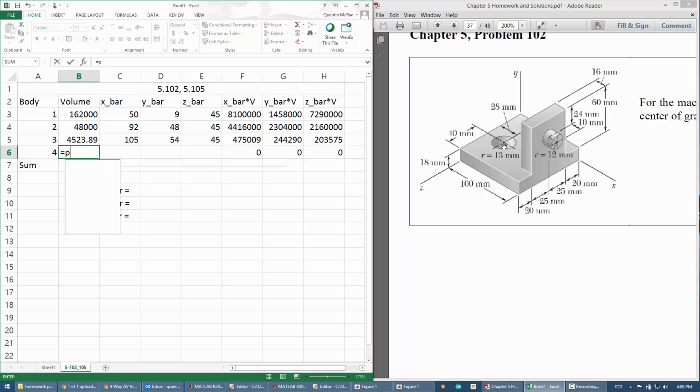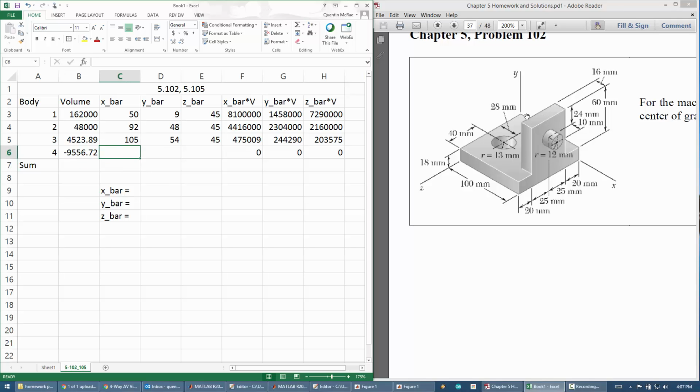Again, it's pi times r. In this case, it's 13 squared, right? Times the height, which is times 18. Okay, but there's something very important here, and that is that this needs to be a negative because this is a hole. It's missing that.